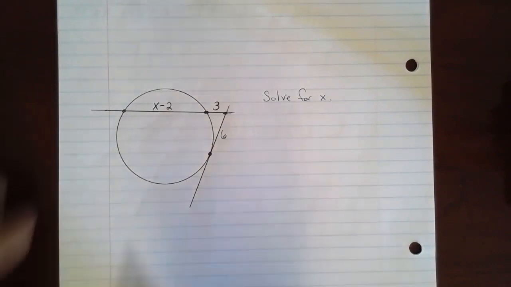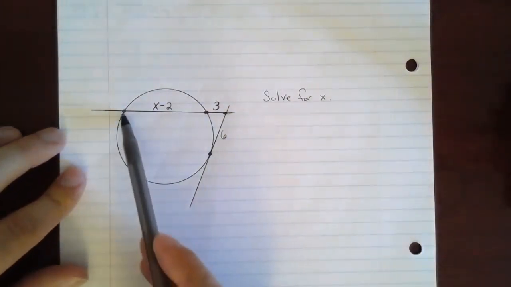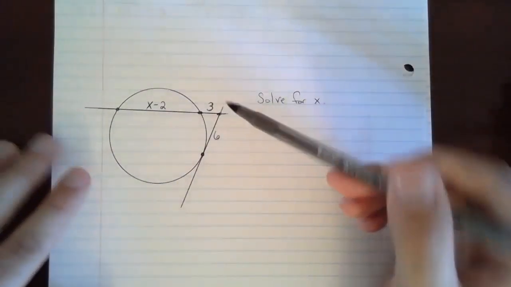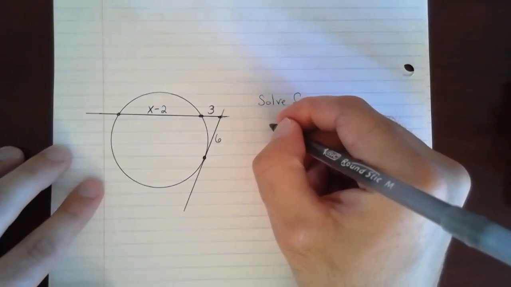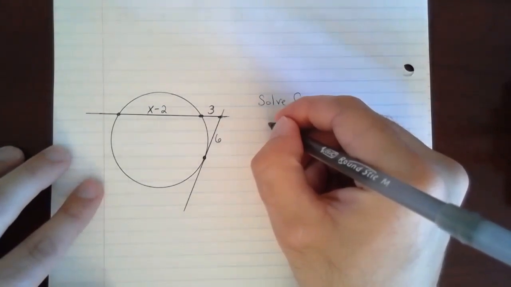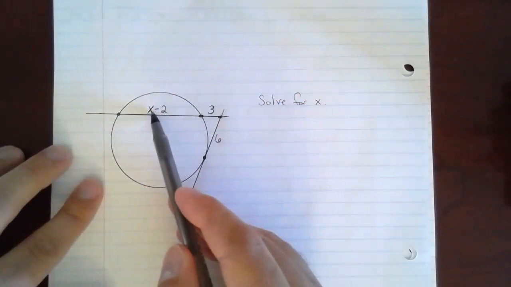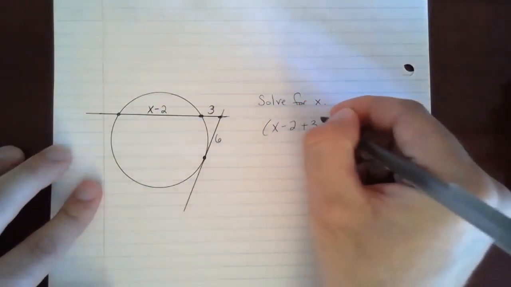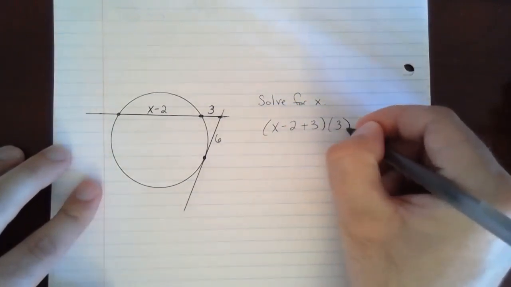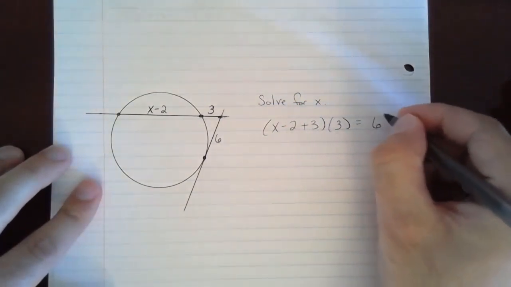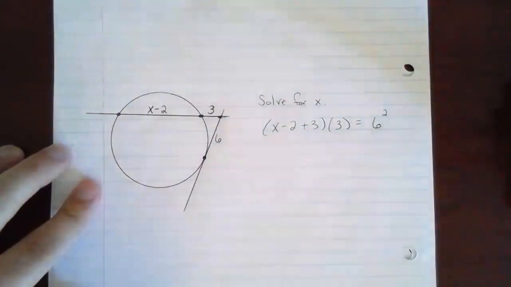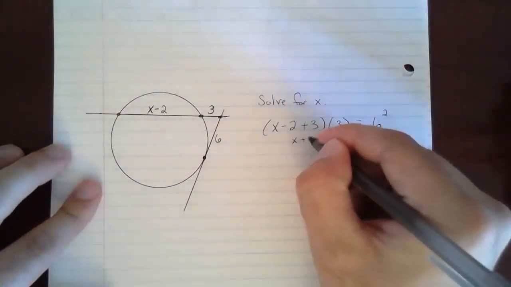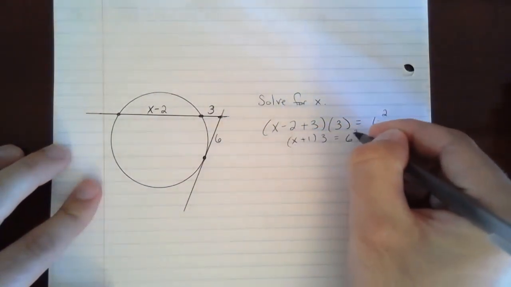You should see here that the secant is this one that looks almost horizontal. It crosses through at 2 points and keeps going forever, and our tangent just hits at 1 point here. All we have to do is take our long length here, so we're going to have x minus 2 plus 3, so x minus 2 plus 3 times the short length of 3, that's going to be equal to our 6 squared, so 6 times itself. Now this looks a little messy, but negative 2 plus 3 is just 1, so we're going to say x plus 1 times 3 is equal to 6 squared.